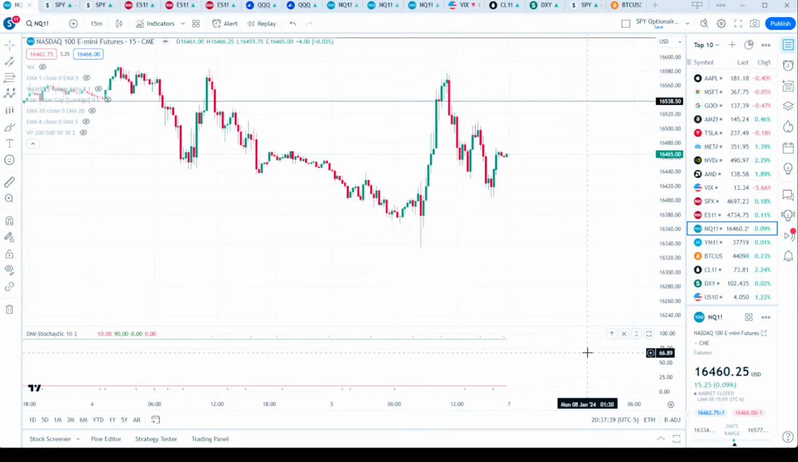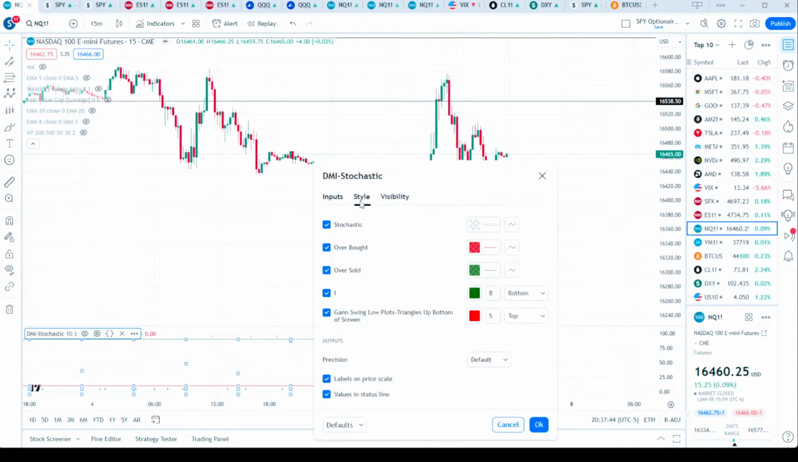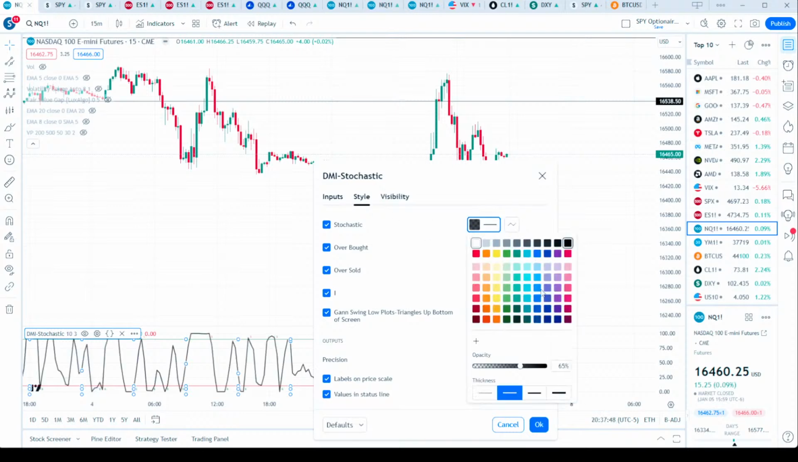Well, I would like it to show up though. I don't know why that's not showing up. One second here. Let's see. Oh, well, I don't know why my line is white. That would be why.